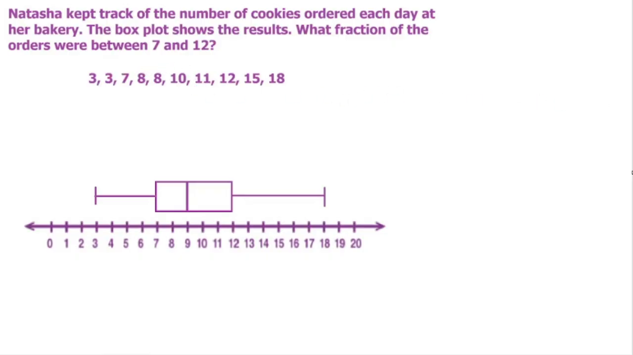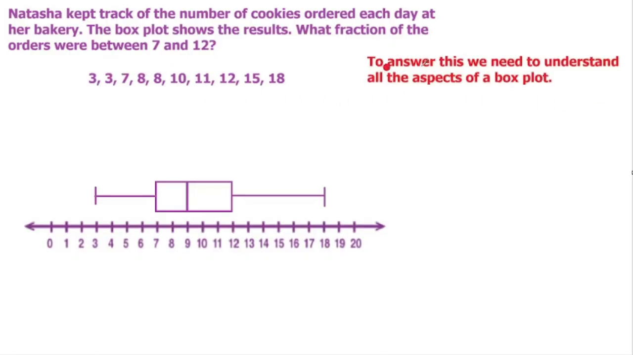Okay, so to answer this, we need to understand all the aspects of a box plot. Here we have the minimum. So these numbers are arranged from least to greatest, notice. So our minimum is 3 and our maximum is 18, okay? So this is the box plot and this is the number line that represents all the numbers here, okay?